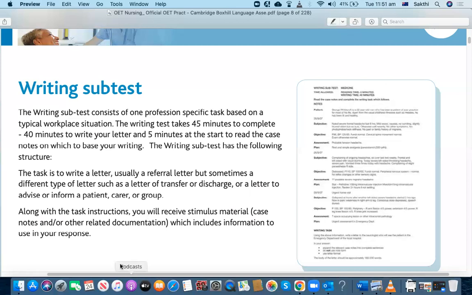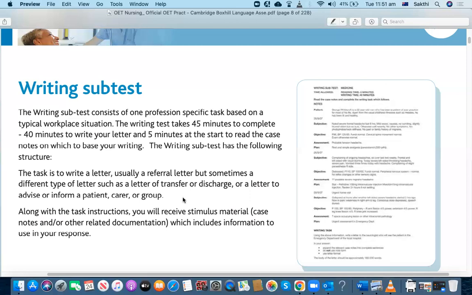Okay, so along with the task instructions, you will also receive stimulus material, that is what we call the case notes and other related documentation, which includes information to use in your response. So they will provide you all the information that is critical for you to write down a letter to the recipient. The recipient or addressee is the one who is going to receive the letter and possibly continue providing the care. So it is just like handover of your duties to someone else who is going to continue providing the care for the patient.